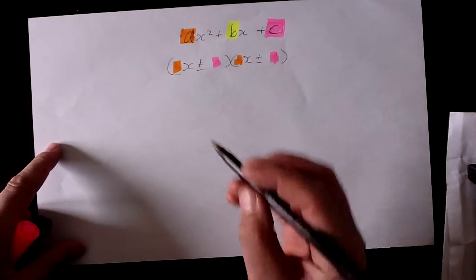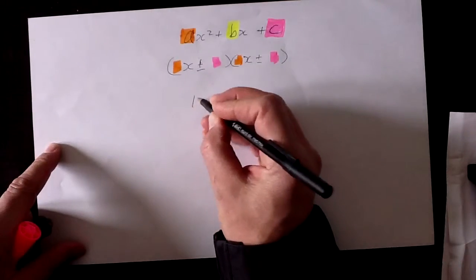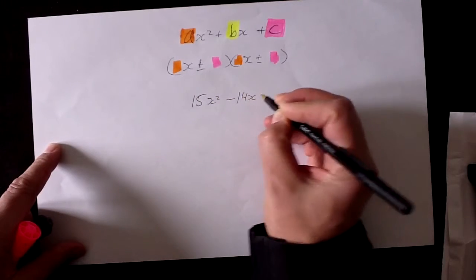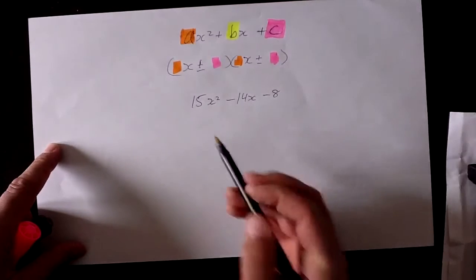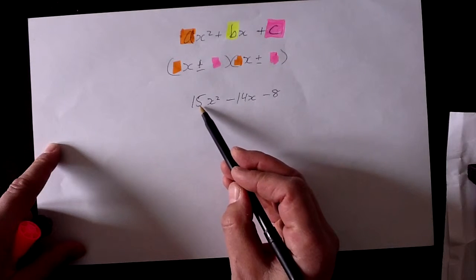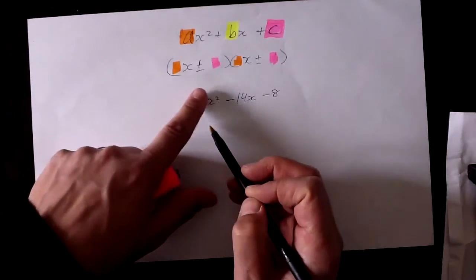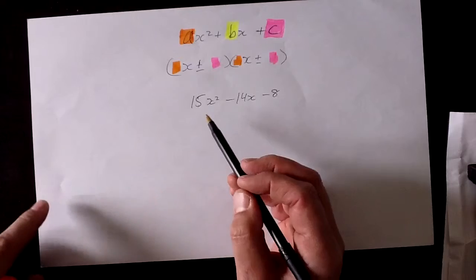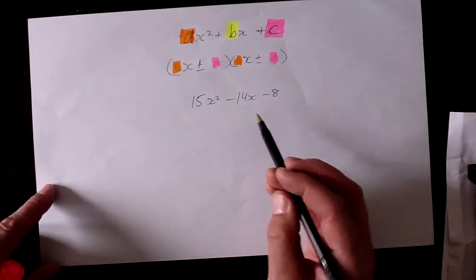Let's roll through an example and I'll show you how this works. Let's take 15x squared minus 14x minus 8. And it's a whole lot easier to do factoring if this doesn't exist, if this is just a 1 and we just see x squared. If it looked like that, it would be a lot easier. But because that's there, we've got to do multiple calculations in our head. But here's how we do it.